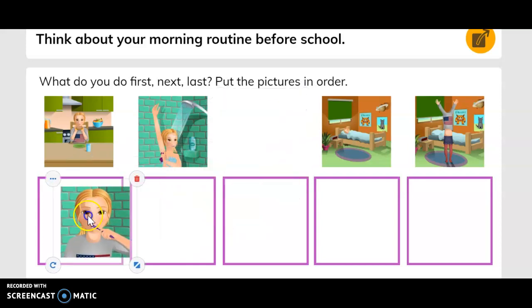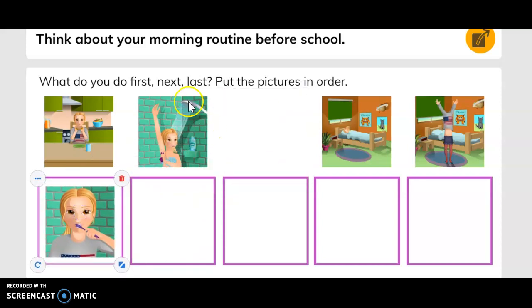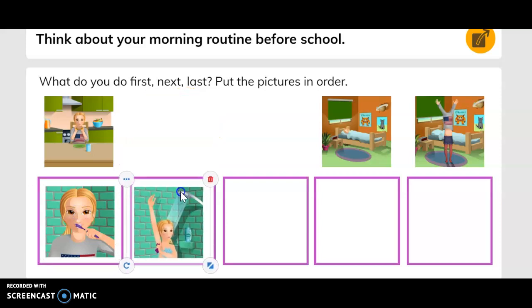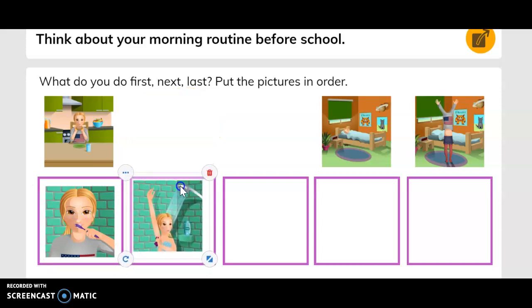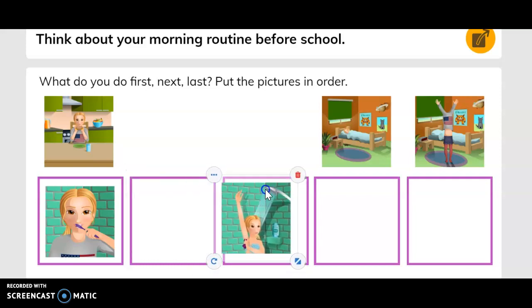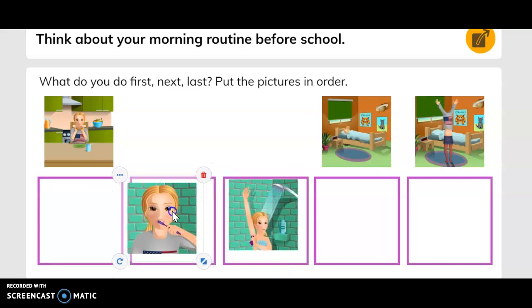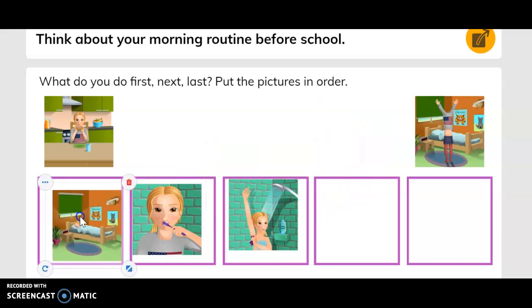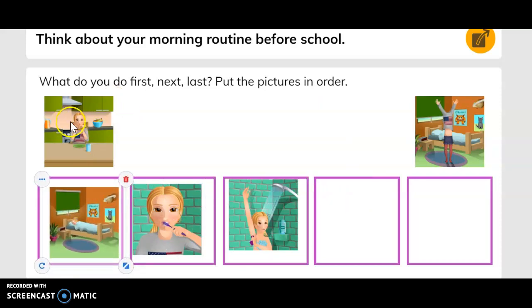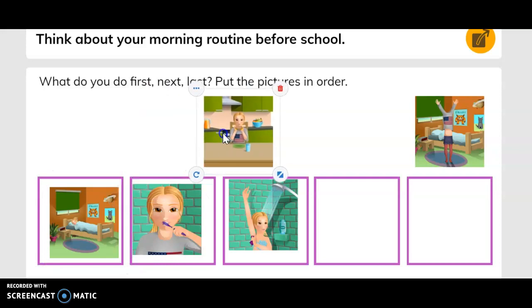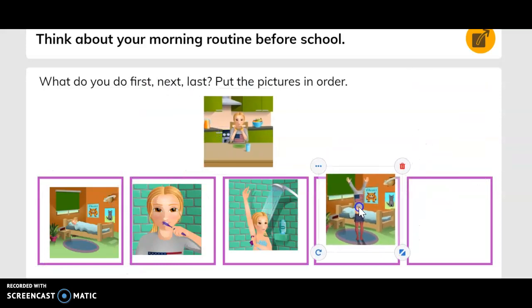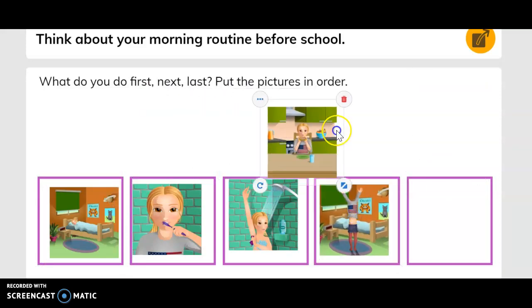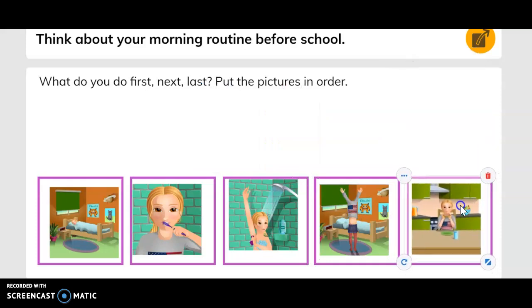Well, I know when I get up, the first thing I do is brush my teeth, take a shower. We have to first get up out of bed. After we put on our clothes, then we sit down and we have us a quick breakfast.